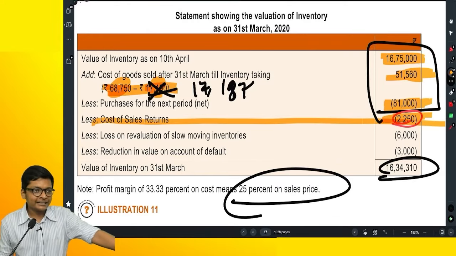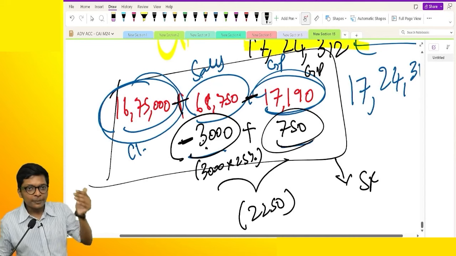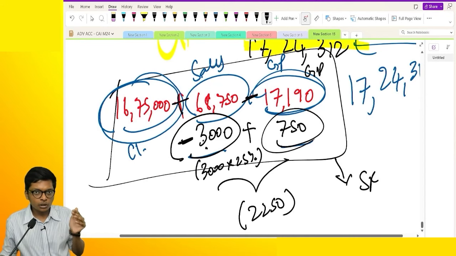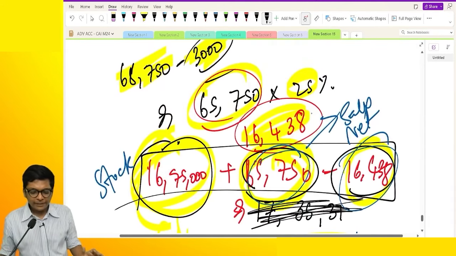Are you following, guys? How many of you understood? How many of you want me to repeat? Sure. Okay, let me finish the sum. Anybody wants to copy this?